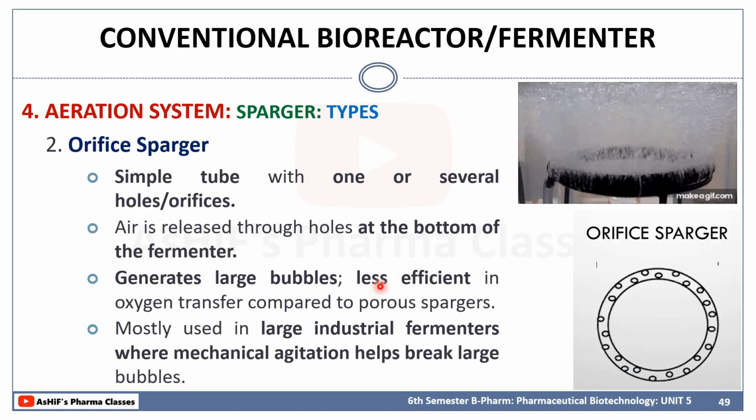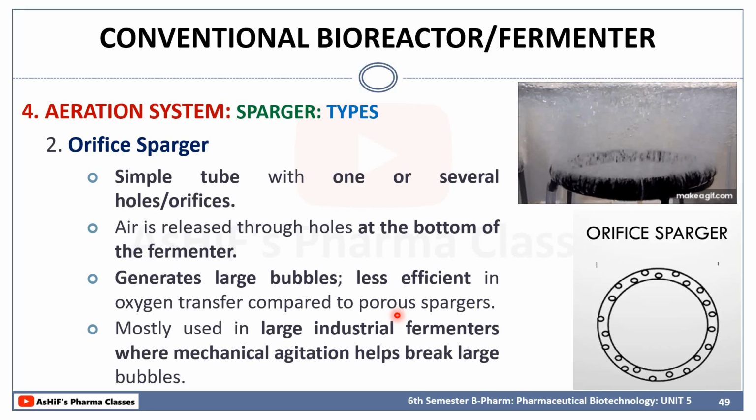It will generate large bubbles. That's why they are less efficient in oxygen transfer, and this is mainly used in large industrial fermenters, where mechanical agitation will help to break the large bubbles. So even though we are using orifice spargers, we have to use some kind of mechanical agitators, impellers, to mix it properly to reduce the size of the bubbles formed through the orifice spargers.